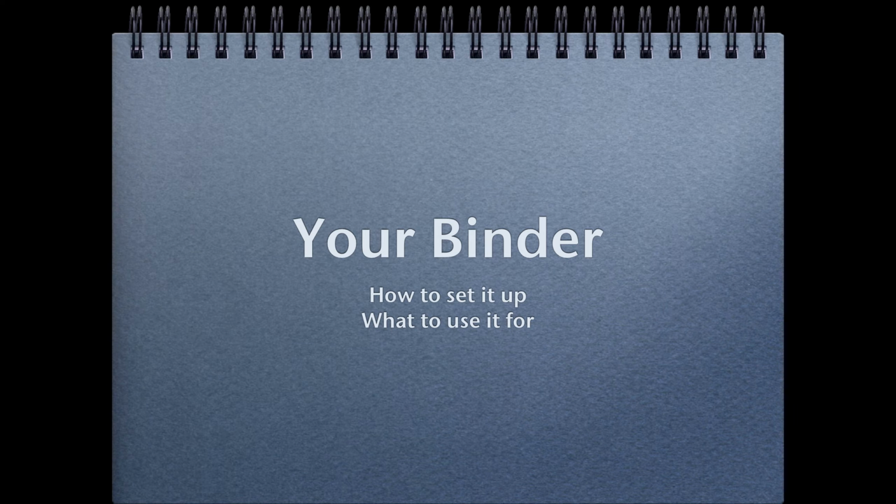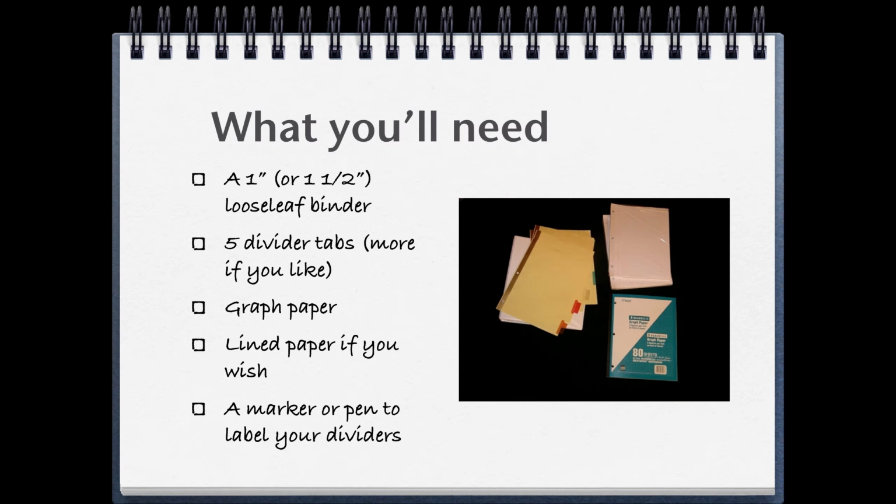This video is about how to set up your binder and what to use it for. Before you get started, you're going to need to get your binder, 5 divider tabs, and you can have more if you like, graph paper, lined paper if you want to put that in your binder, and a marker like a Sharpie marker or a pen to label your dividers.